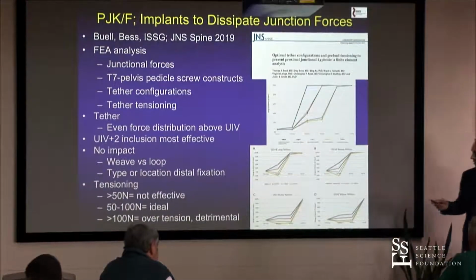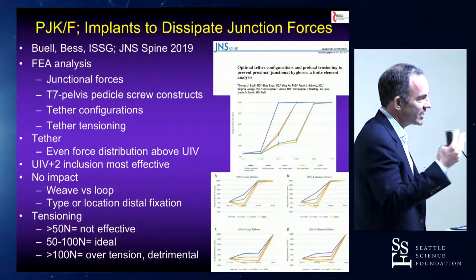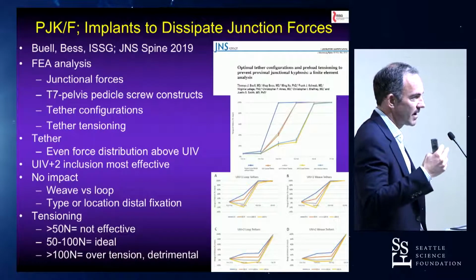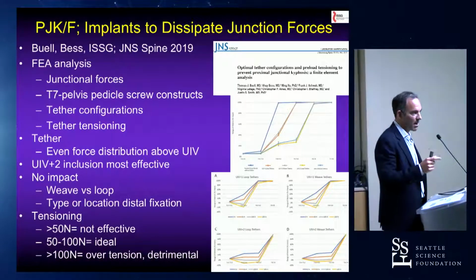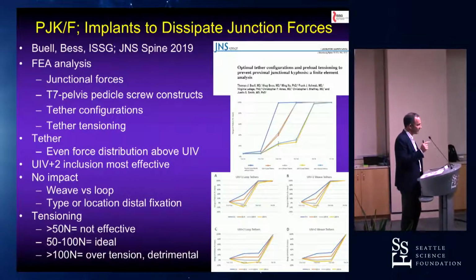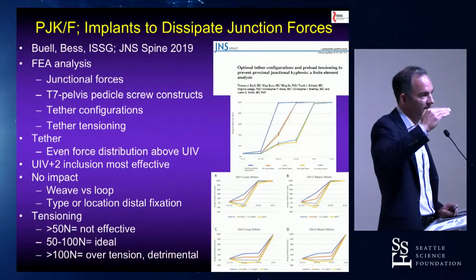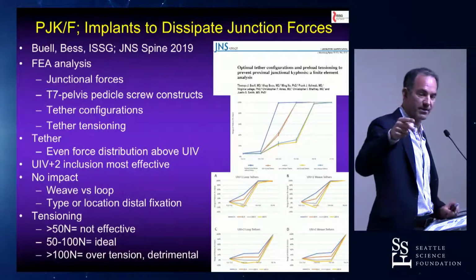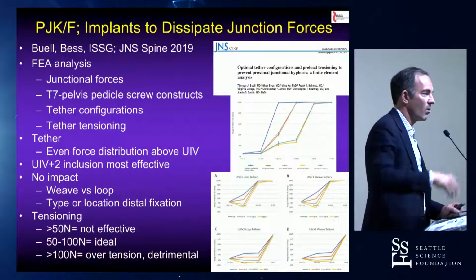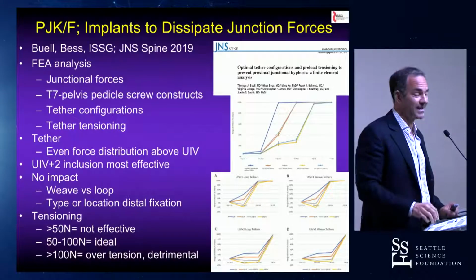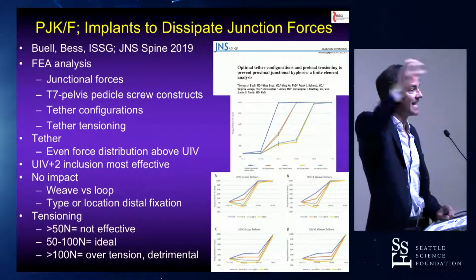There's a caveat to this, though, that we found: we haven't been able to tension the constructs enough, because the failure patterns of the tethered constructs are not the same as the all pedicle screw constructs. The pedicle screw constructs normally fail at the UIV, which you saw previously, compression fracture, and the UIV plus 1 falls over the top. What we see with the tethers is the same thing happening. The UIV is failing at the pedicle screw, and the tether is ripping out.